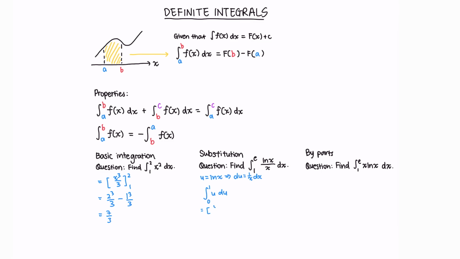After integrating, we'll get u squared over 2 with bounds 1, 0. And if we substitute this in, this becomes 1 squared over 2 minus 0 squared over 2, which is just half. If you realize, we're not really replacing the u back with x because we're already substituting the bounds in terms of u.